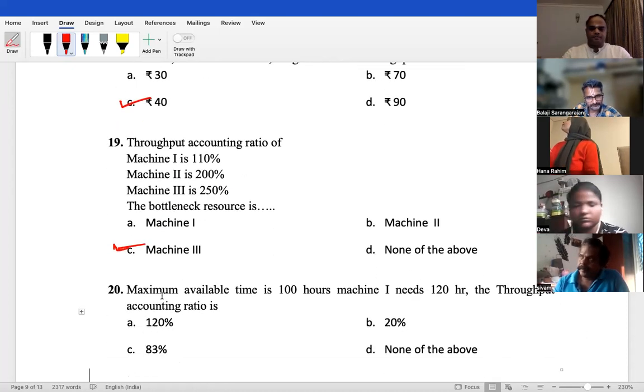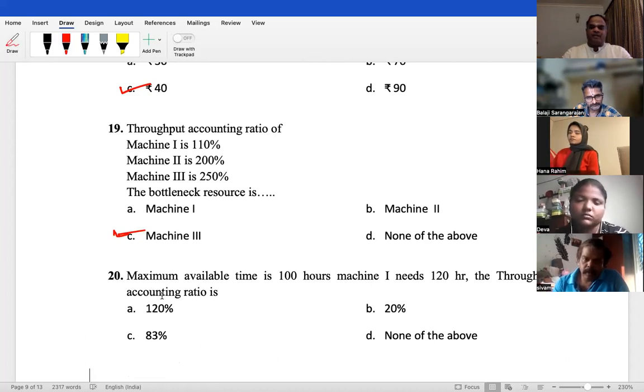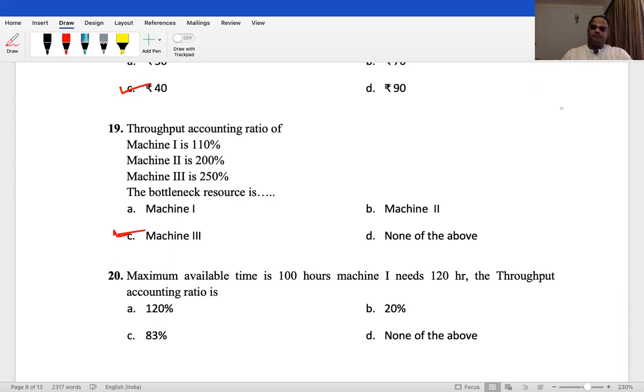Next. Maximum available time 100 hours. Machine 1 needs 120 hours. Throughput accounting ratio will be... Now you have to apply the formula. 83%, sir? Maximum available 100, but needed 120. Therefore, 120%. What is the formula? Time required divided by available time. Time required 120 divided by available time 100, into 100, is equal to 120%.